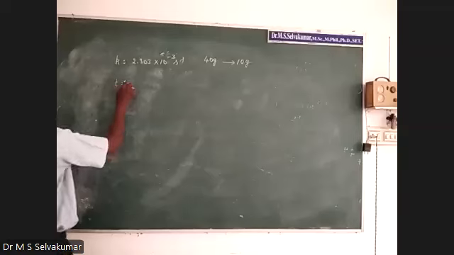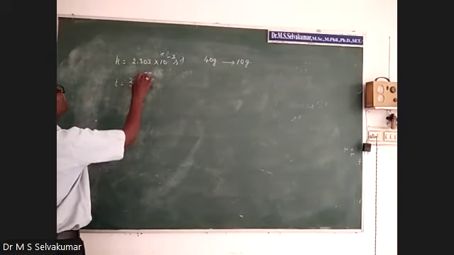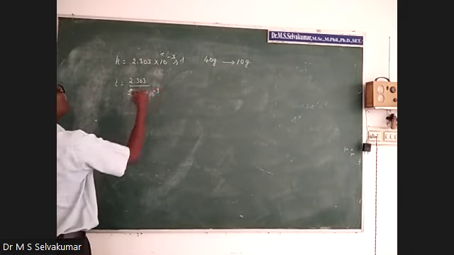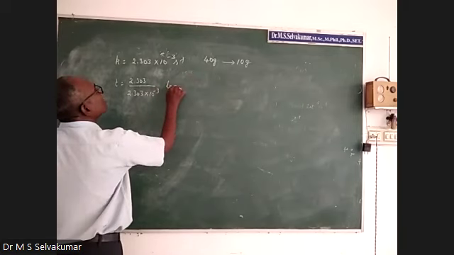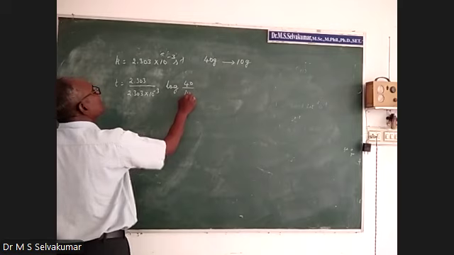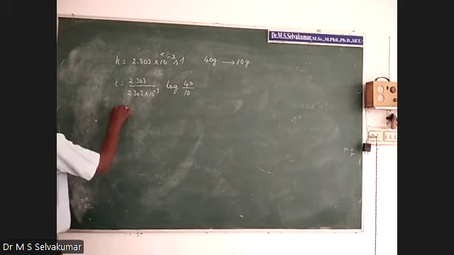Means t is equal to 2.303 by K, that is 2.303 into 10 power minus 3, into log of initial concentration 4 and final concentration 10. Like this you can do. But the simpler method to do this is, so it is 40 gram.